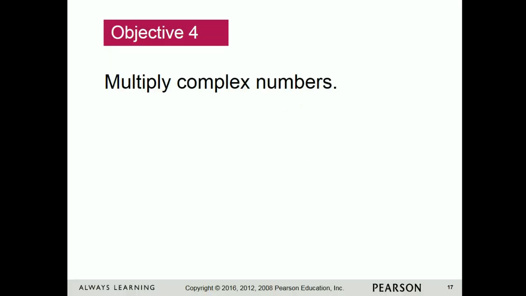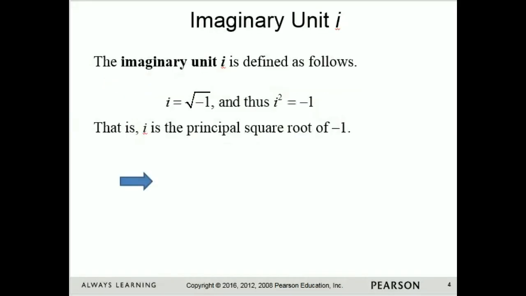So now let's go ahead and look at multiplying complex numbers. Okay, so multiplying complex numbers is going to require that we have some knowledge about the imaginary unit i. And basically we're going to use this rule here where i squared is equal to negative 1. So this rule right here is going to be very important to what we do when we're multiplying complex numbers.